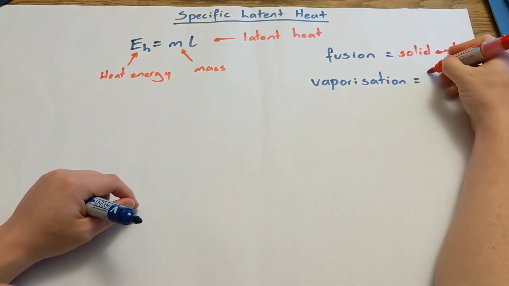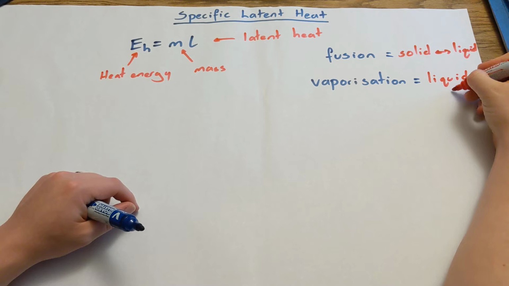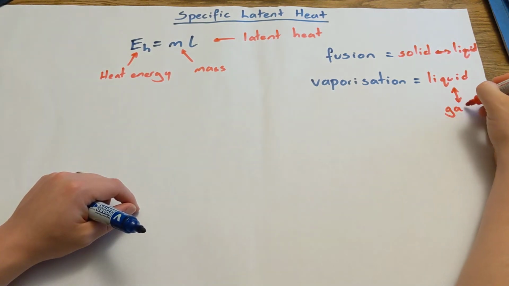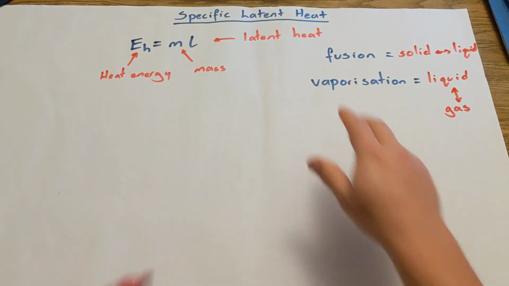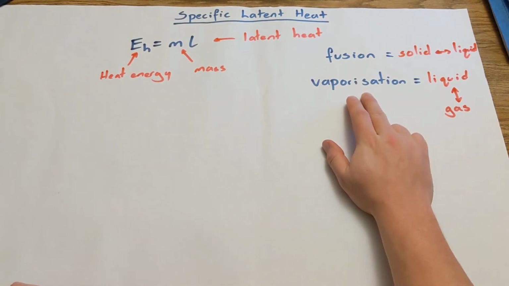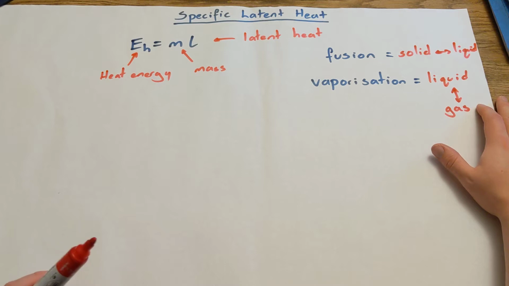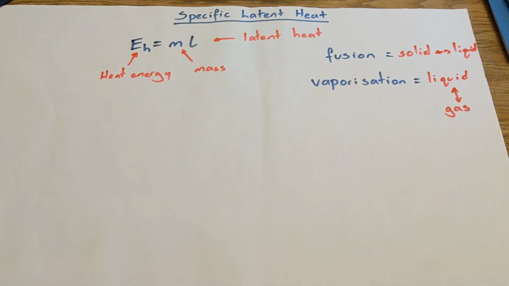Vaporization is our other one. Vaporization is when we are going between liquid and gas. And again, it doesn't matter about the direction we're going in. We use the latent heat of vaporization if something is going from a liquid to a gas, but we also use it if something is going from a gas to a liquid and condensing. Just have to make sure we use the right one.